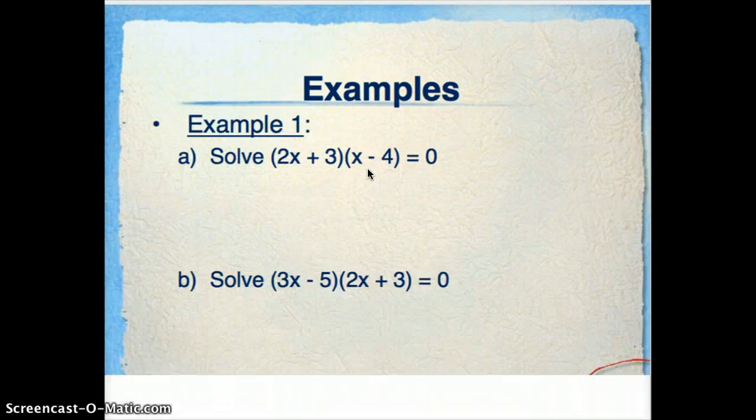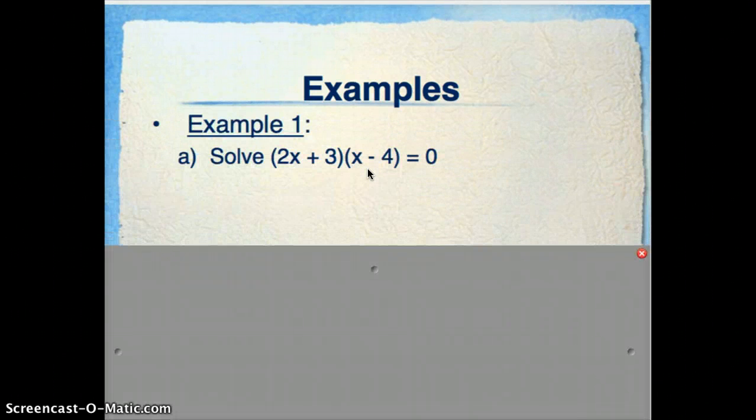Okay, so here I'm going to solve this: the quantity 2x plus 3 times the quantity x minus 4 equals 0. Now you might be tempted in this case to start distributing everything out and putting this in standard form, but let me tell you right now, this is in the form you would like it to be. It's in factored form.